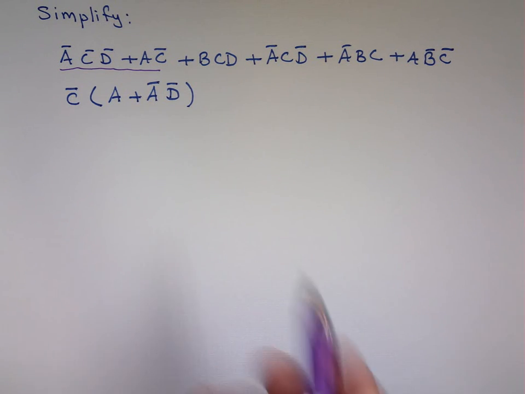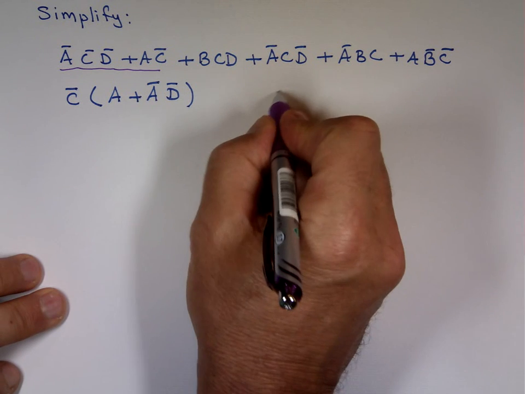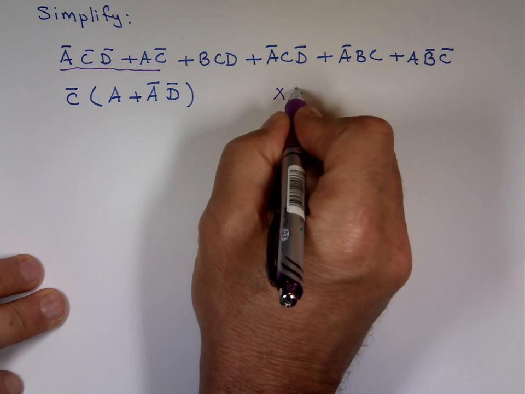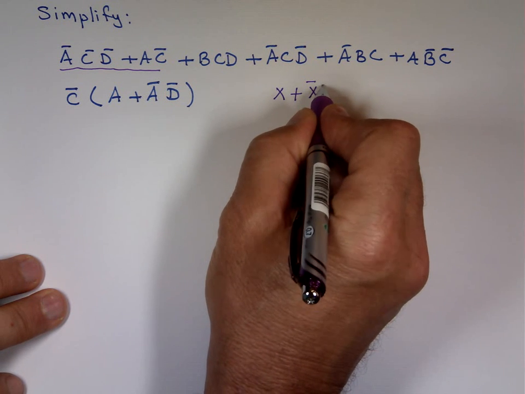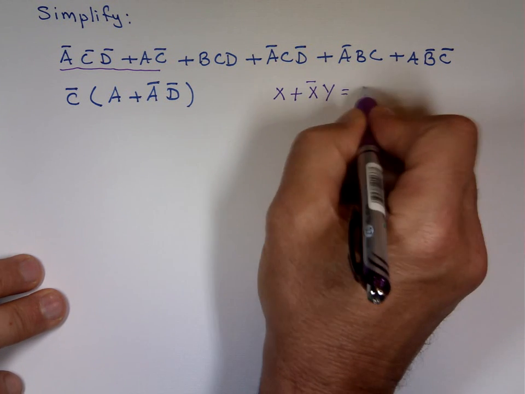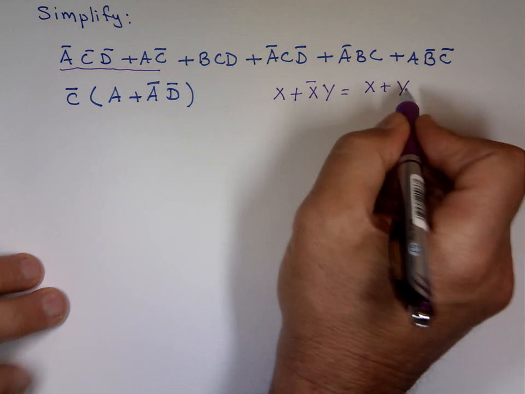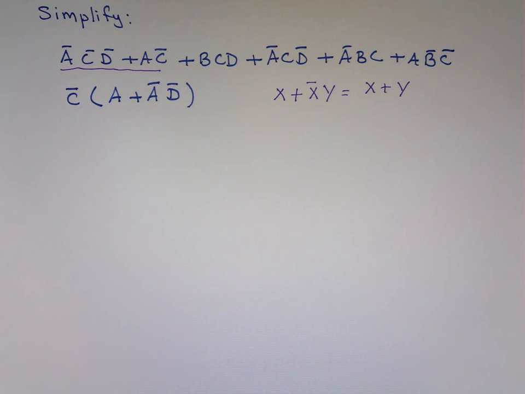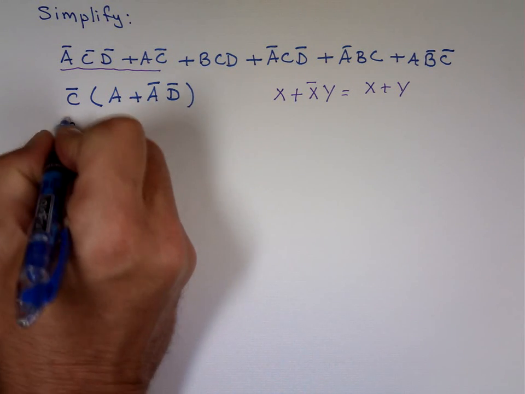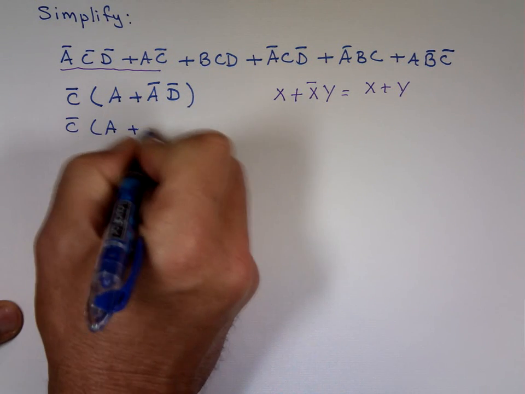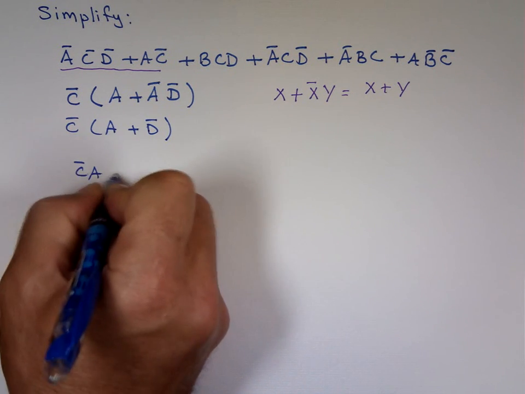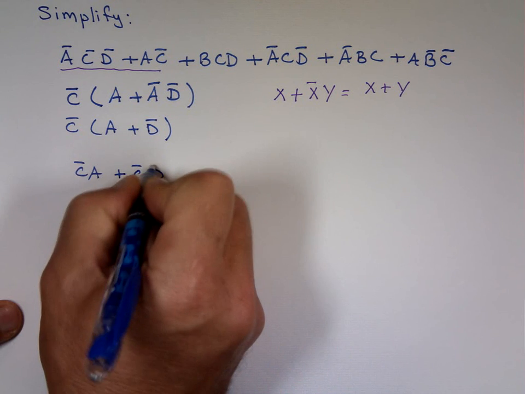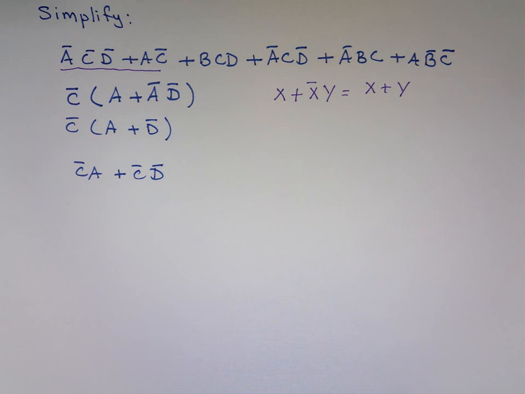Again, we have a rule. Since I'm using A and B, I'll use X and Y. It says X plus X bar Y can be written as X plus Y. I just used that one in the previous example, just with A and B instead. So this one I should be able to simplify to what? A plus D bar. And if you distribute that, that's C bar A plus C bar D bar.